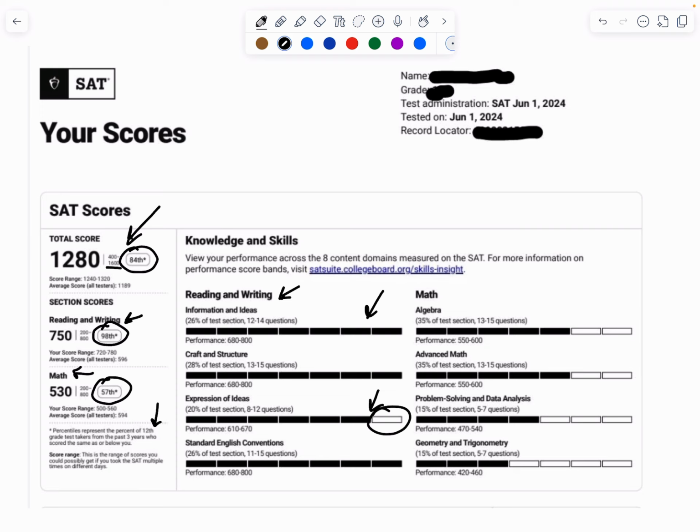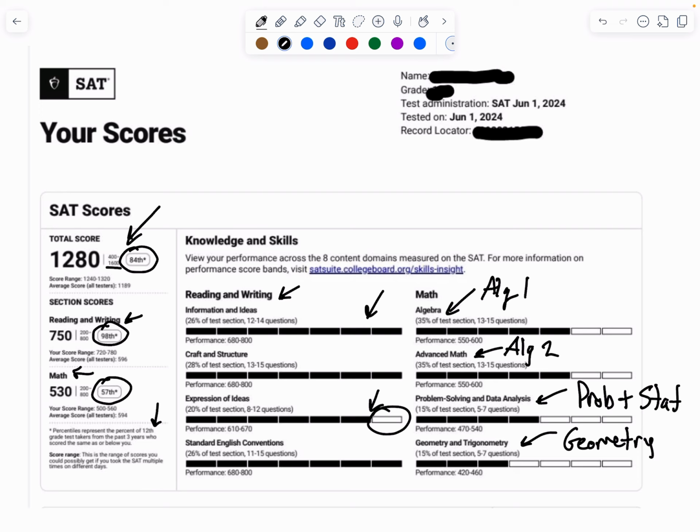And just breaking down the math for you, parents, as far as what you're looking at and what your students should be studying based on their scores. Algebra here, or what it has listed as algebra, is really your Algebra 1 content. Advanced math is more of your Algebra 2 content. Problem solving and data analysis is the basics of prob and stat. And then geometry and trig, of course, is going to be things they would have learned in a geometry class.